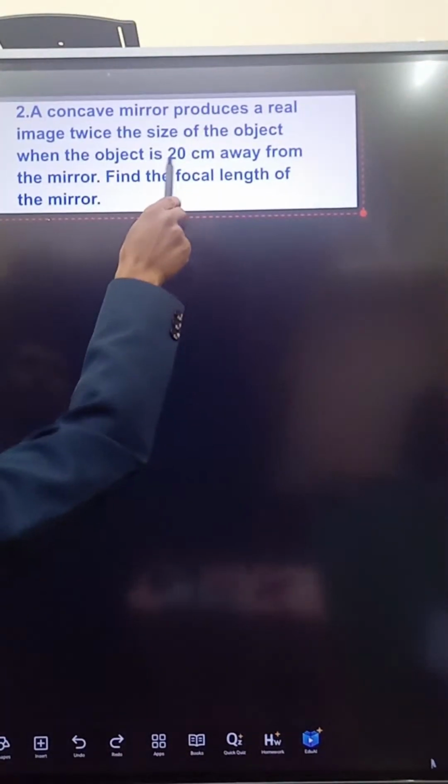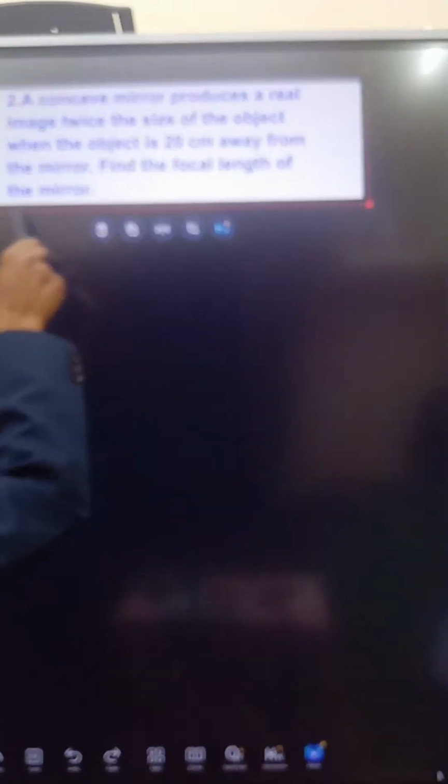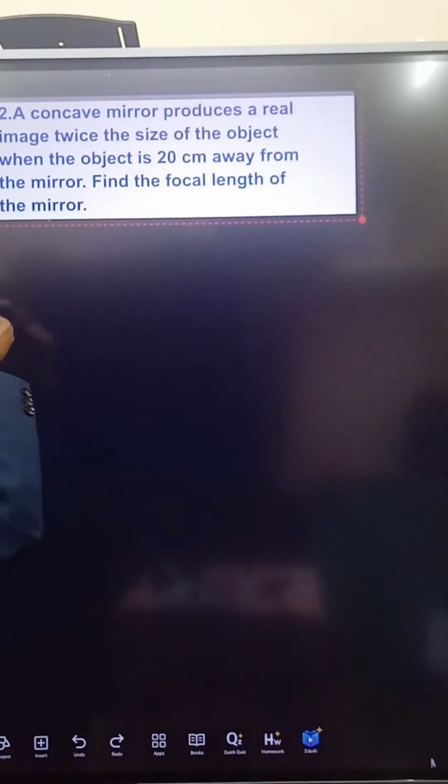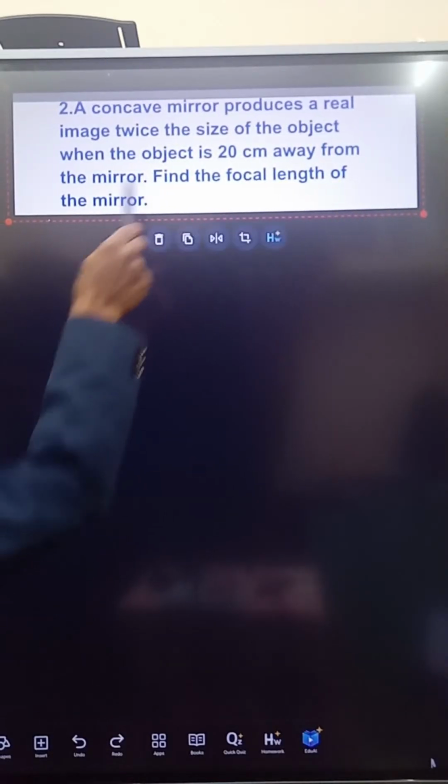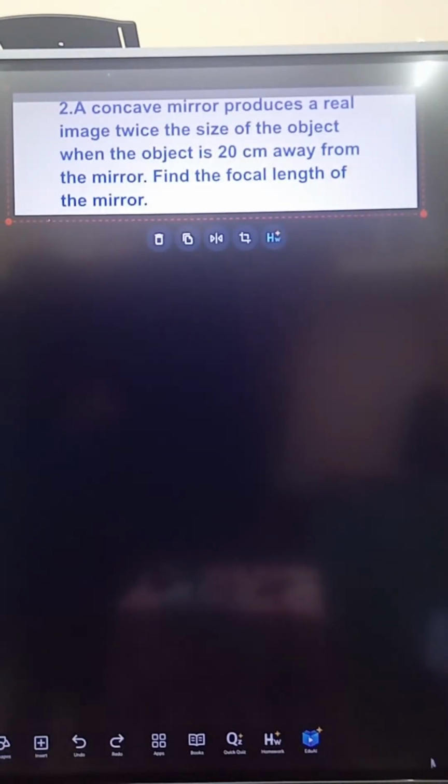Okay, second problem, you can see, hope it is visible to you. Okay, it is visible.